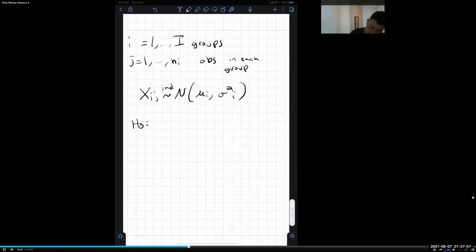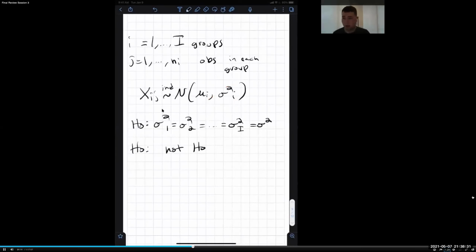And we're interested in testing sigma squared 1 equals sigma squared 2, all the way to sigma squared I. And I'm going to call this just sigma squared, for ease of understanding here. So we now need to get the MLE for both mu_i and sigma squared_i under the null and under the alternative. The alternative is simply not the null, which means at least two of them are not equal to each other. So, are there any questions about the setup here?